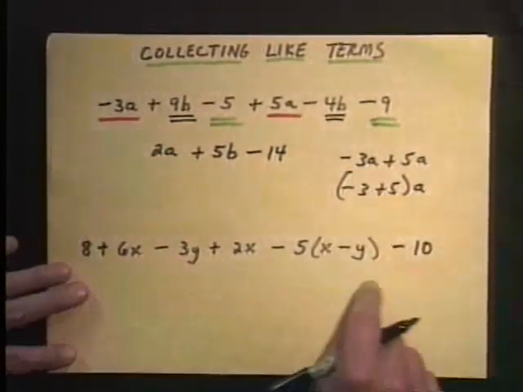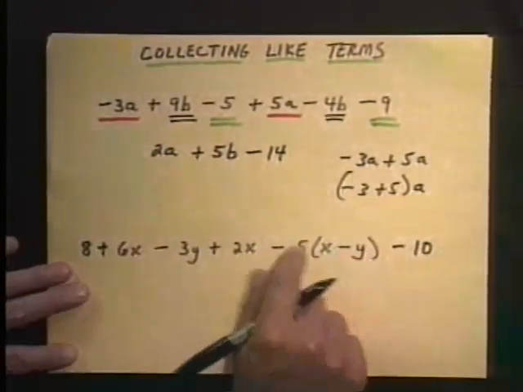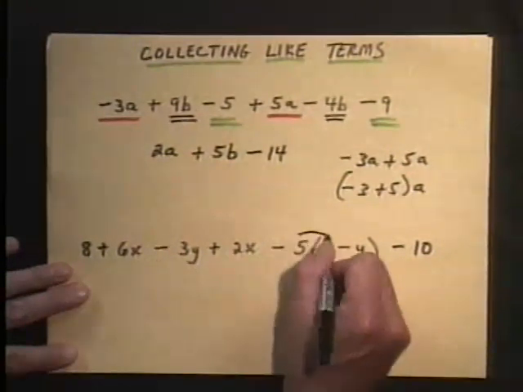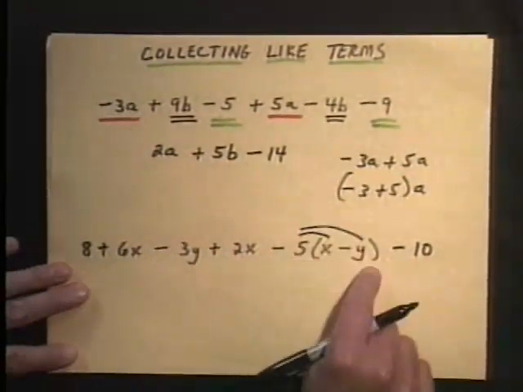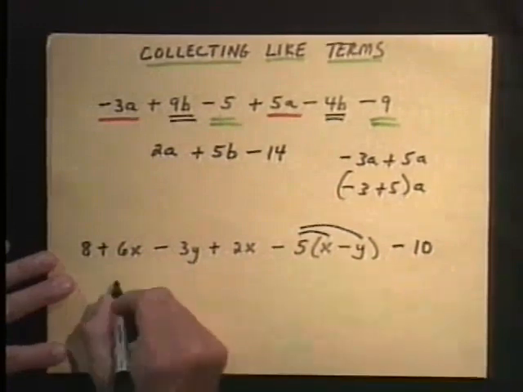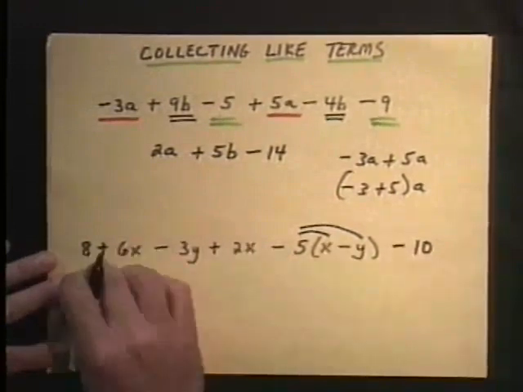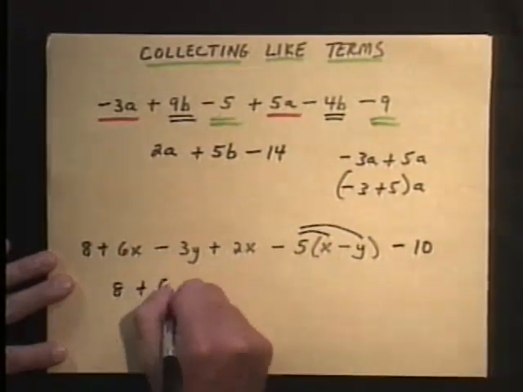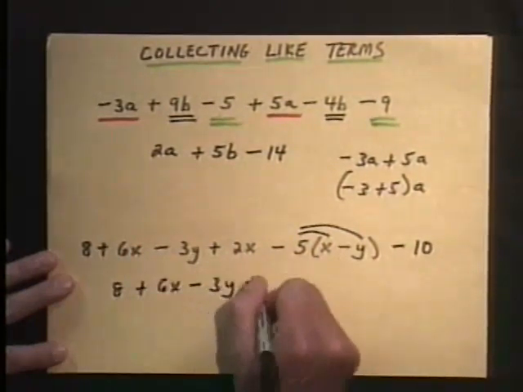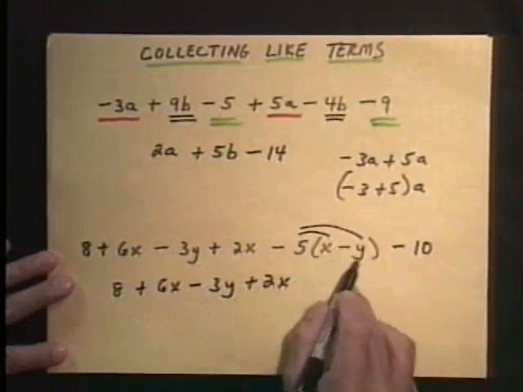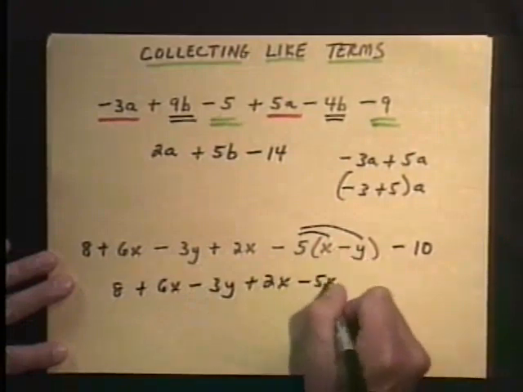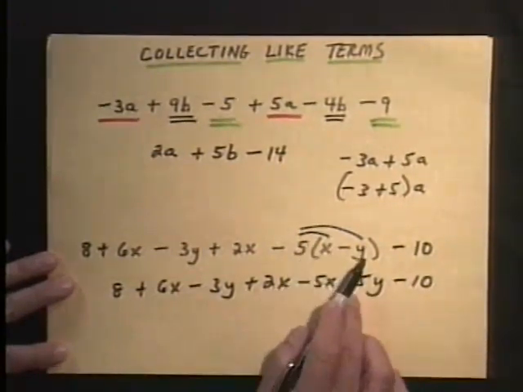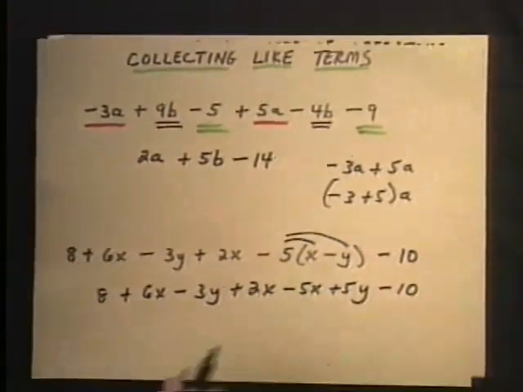Now in our next example, order of operations here, before we go collecting like terms or adding and subtracting, notice we've got a distribution to make here. So we've got to start with that negative 5 and multiply it. So before we do anything else, order of operations, remember Aunt Sally here. So 8 plus 6x minus 3y plus 2x, now distributing that negative 5 through, negative 5x plus 5y minus 10. All right, so you must multiply before performing any addition or subtractions.